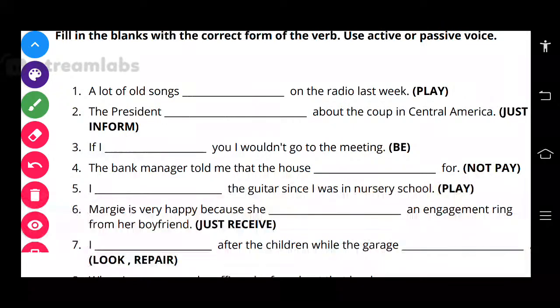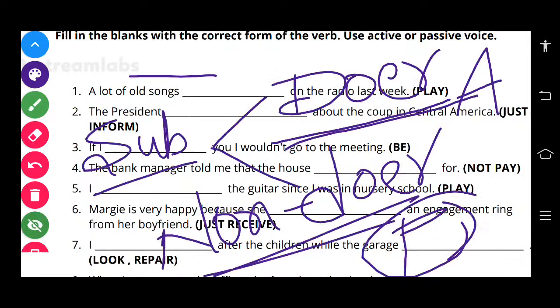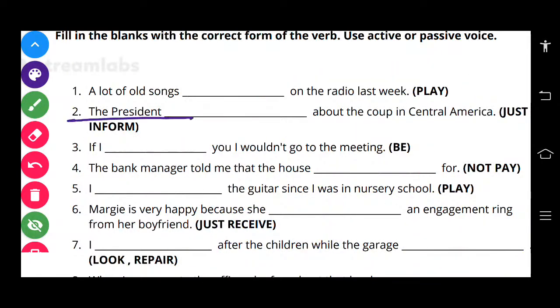Let's look at the second example. The president dash about the coup in Central America. Just inform. Here you have to think, what is the subject? The president. So the president is the subject. Is the president a doer subject or non-doer subject? It's a doer subject. Therefore, its verb.